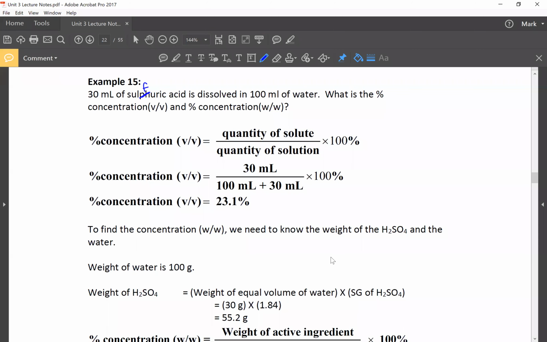30 milliliters of sulfuric acid is dissolved in 100 milliliters of water. We might need to calculate the specific gravity of this, but in this example, it's a very simple one. 30 milliliters of sulfuric acid is dissolved in 100 milliliters of water. Now, let's think about this. This is my active ingredient, so this I would call my solute. The 100 milliliters of water is my solvent.